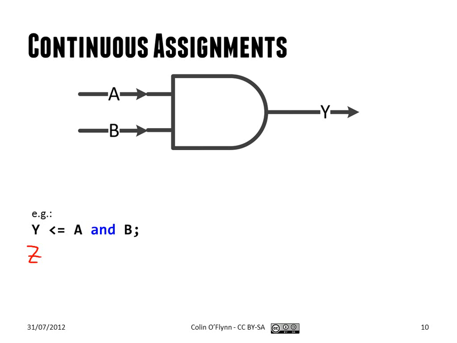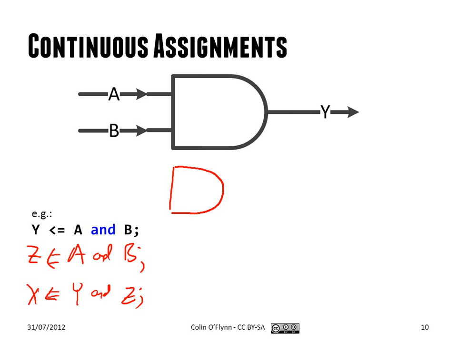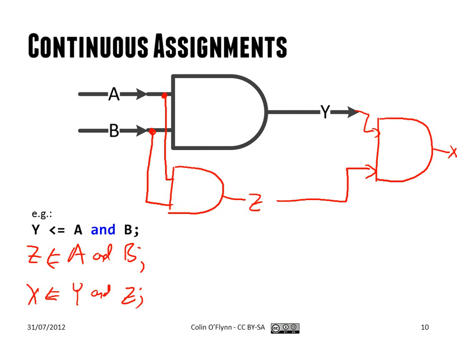So if I had a second statement, z is equal to a and b, and then x is equal to y and z, how you would physically imagine that existing is it's actually creating another AND gate here, connecting them in parallel, and it's going to name this one z, and then it's ANDing that to create x. So again, these statements are being executed all at the same time. At the same time that y is happening, you can see the z is happening. So this AND gate is just being dropped down like that.